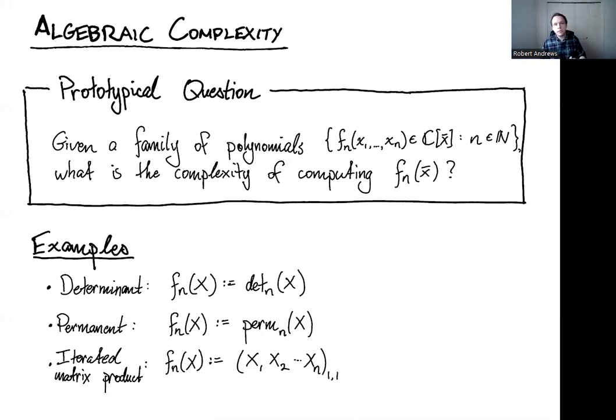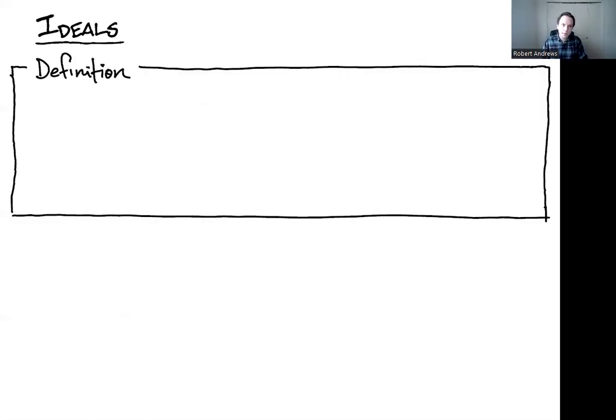I want to tell you about a generalization of this question, but in order to do that, I first need to recall the notion of an ideal in a commutative ring. So ideals are naturally occurring objects throughout algebra, but for the purposes of this talk, we'll just think about them as they relate to polynomial rings. So here's the definition of an ideal. This isn't perfectly general, but it works for our case.